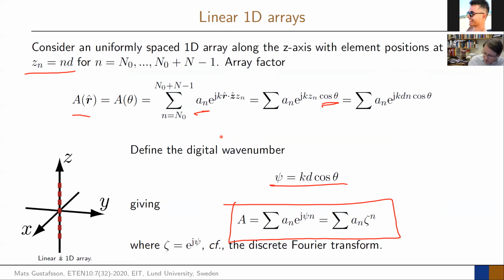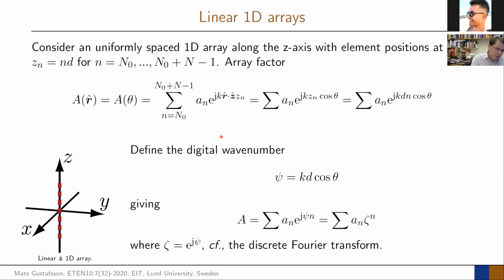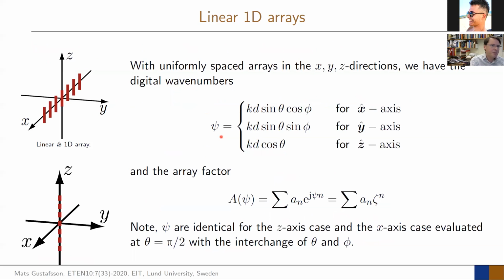So here we can Fourier transform this a_n, and then we actually get out, in these cases, the array factor. So the same thing sits behind this. But since this is discrete, it's a discrete Fourier transform that comes out. We will not use that very much, but it is one connection that sits between them.